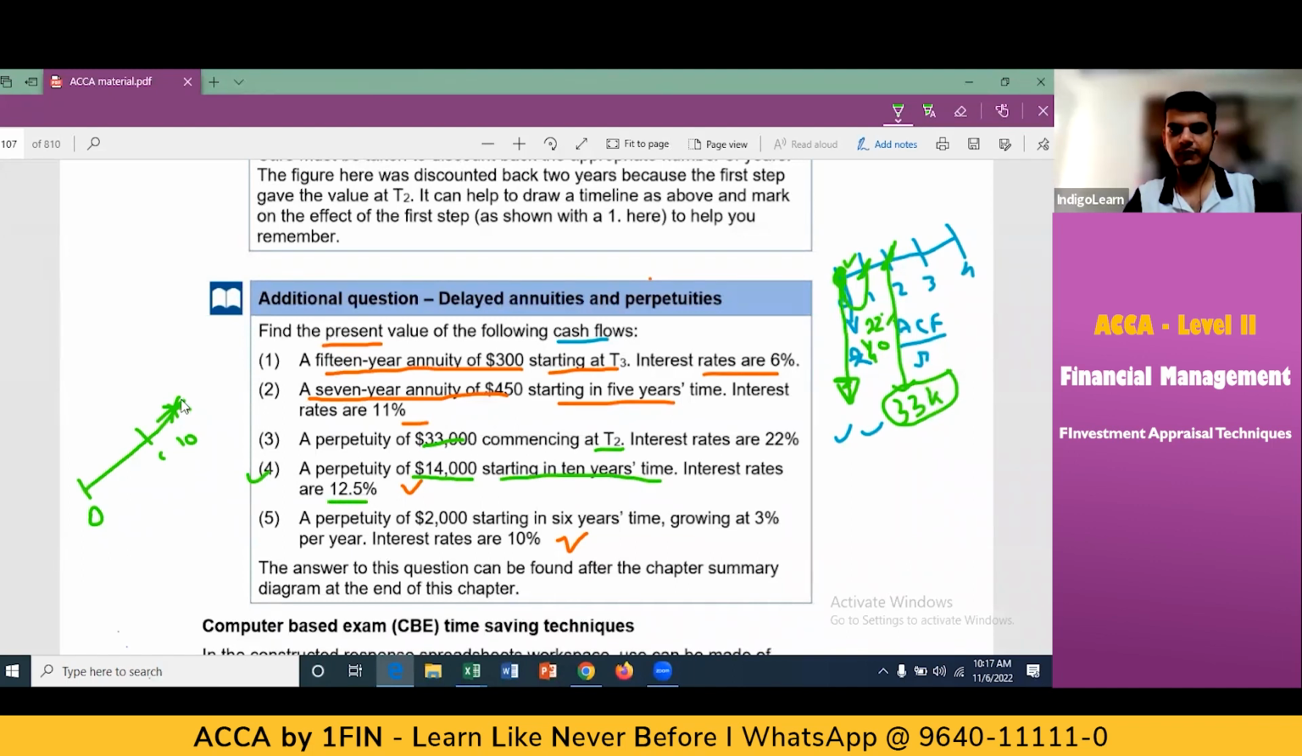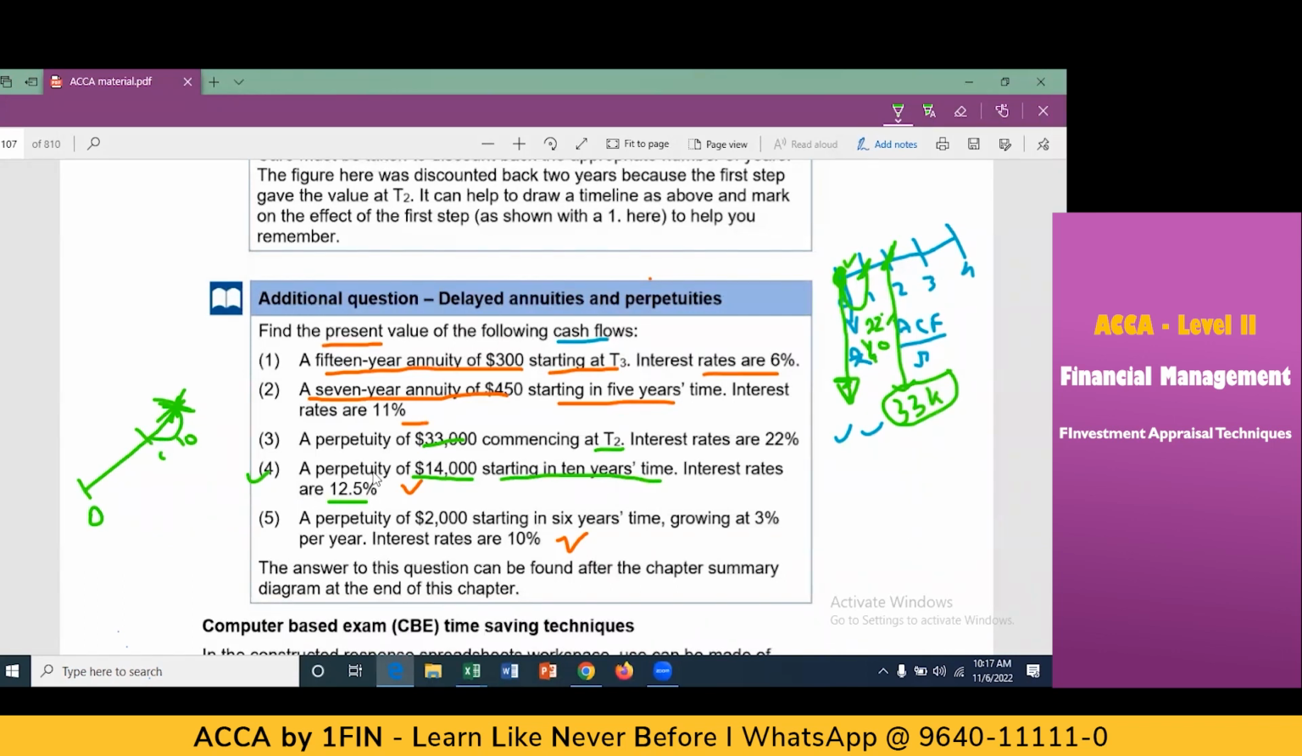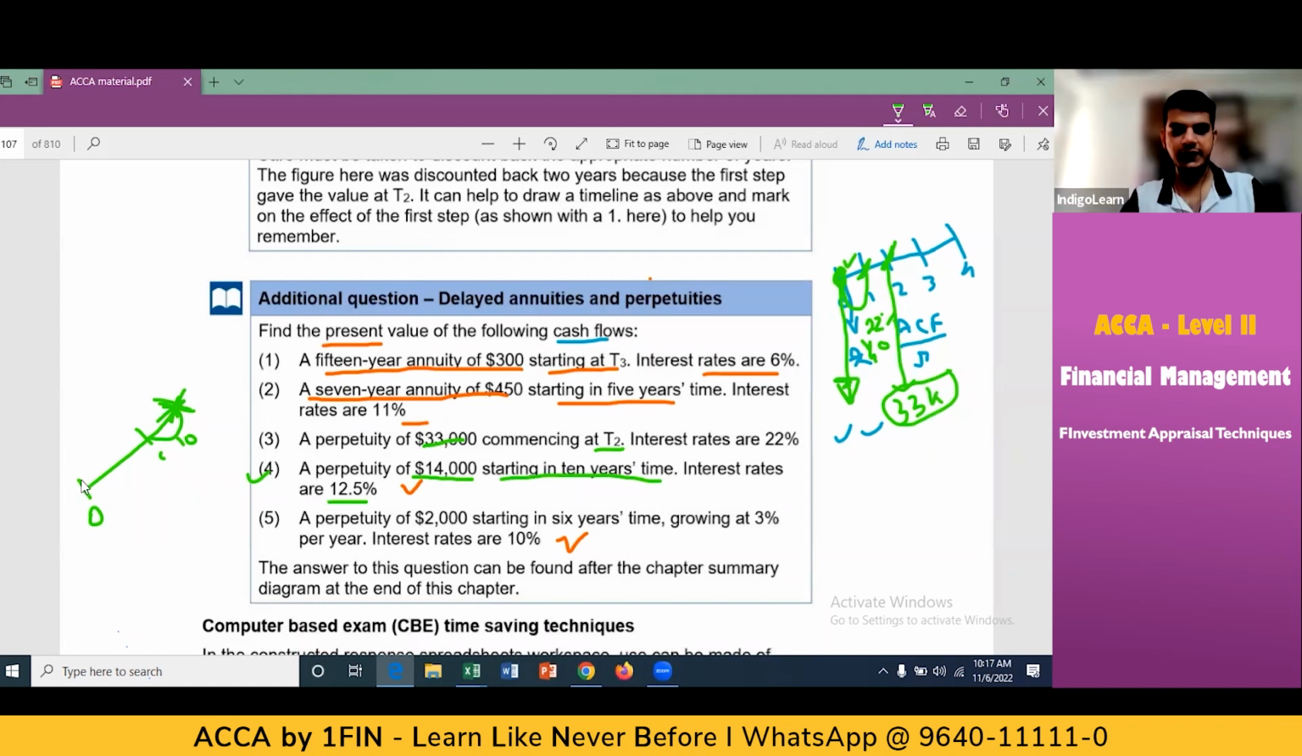So if I am using the present value factor at year 10, I will get the present value of the future cash flows of the annuity or perpetuity at what? Year 10 beginning, correct? Is it clear? Yes, sir. Year 10 beginning. Okay. So if I want to have it at year 0, then I have to discount it for how many years?